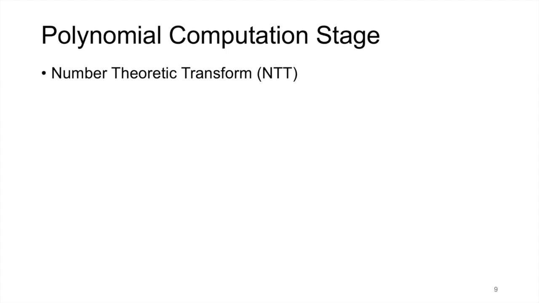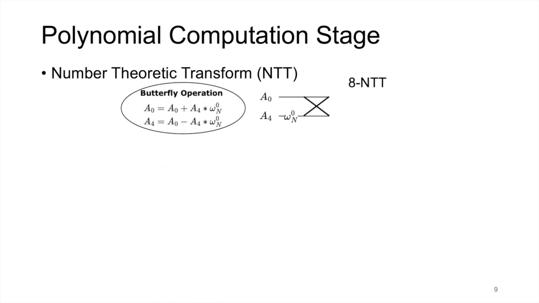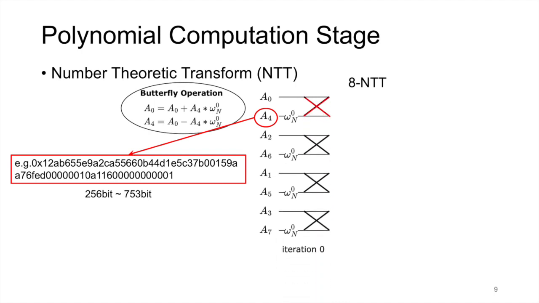Let's start with first stage. NTT is a variant of fast Fourier transform that applies to large finite fields. It has multiple rounds of iteration calculations, and each iteration contains lots of butterfly operations. Each butterfly operation performs large integer multiplication and addition.